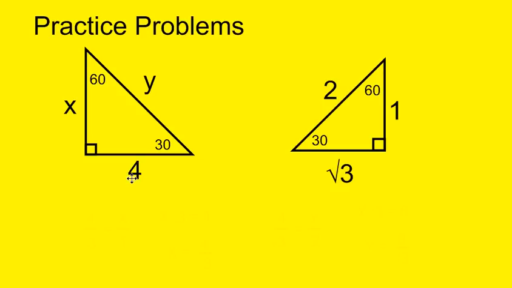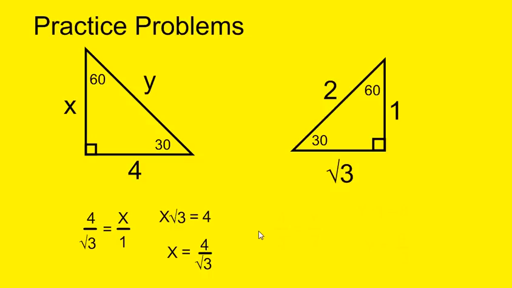This time, the one side we do know is the one across from 60. So 4 corresponds with the square root of 3. So I'm going to start with 4 over the square root of 3. And I'm going to set that equal to x over 1 because those correspond. When I cross multiply, I get x times the square root of 3 equals 4 times 1, which is just 4. Now to get x by itself, I got to get rid of the square root of 3. And since this is x times the square root of 3, I'm going to divide by the square root of 3 on both sides, which leaves me with x equals 4 divided by the square root of 3. And we're done for x.